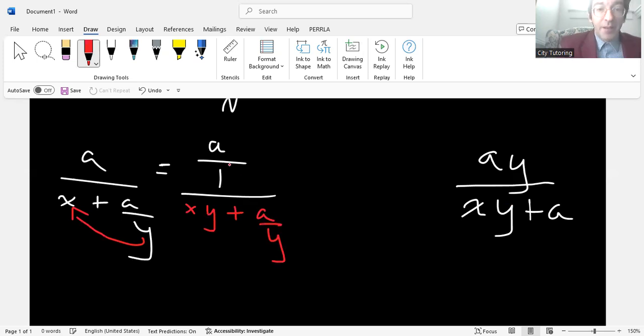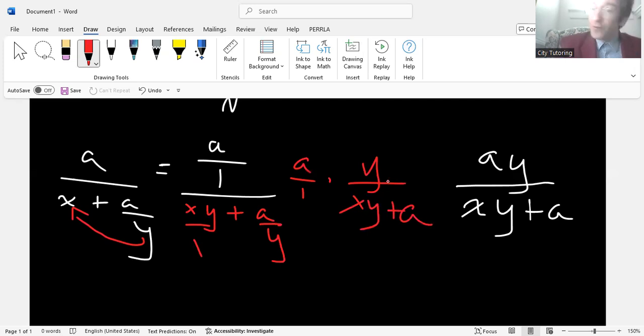And now you're ready. A over 1 divided by, now this is really a 1, X over XY over 1. So the reciprocal, remember you flip this, right? So we're going to multiply that because we're dividing, we multiply the reciprocal. The reciprocal is now Y, right? Y times 1 is Y divided by XY plus A.